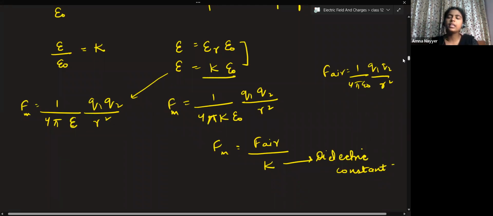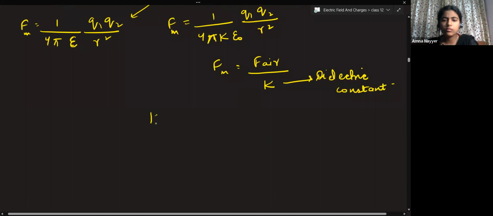So K is usually greater than or equal to 1. Equal to 1 for free space only. For air we know the value is 9 into 10 to the power 9, so it's usually greater than 1. Since this is greater than 1, obviously F air will be greater than F medium. So force in any medium will always be less than or equal to the force in air. This is the concept of dielectric constant, and this is the concept of permittivity.